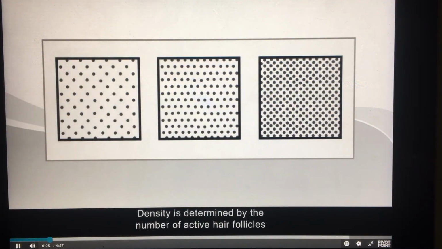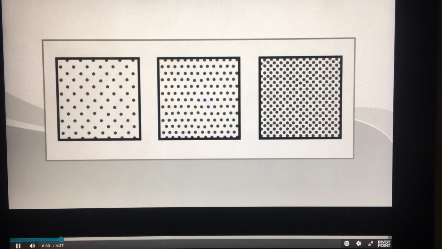Density is determined by the number of active hair follicles per square inch on the scalp. Density is usually referred to as light, medium, or heavy.